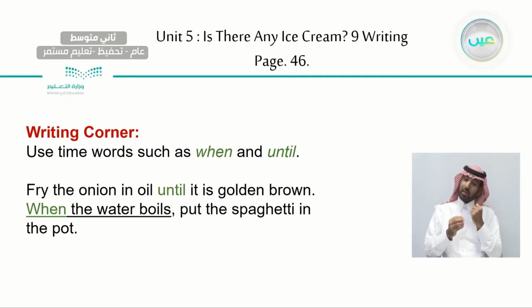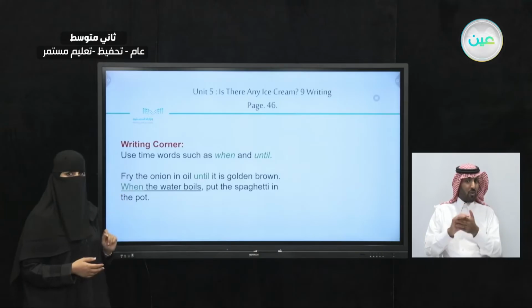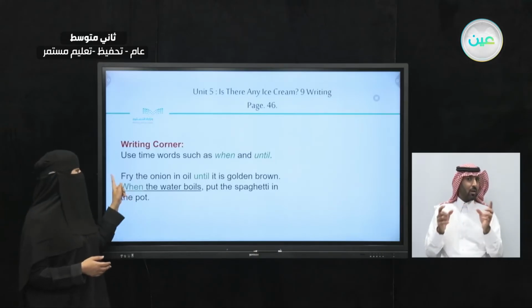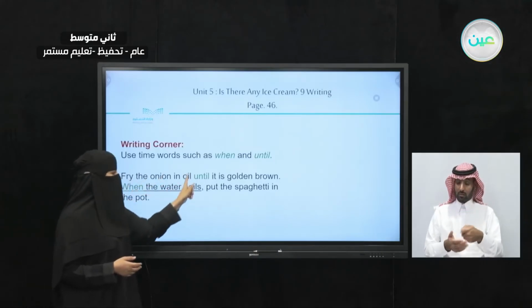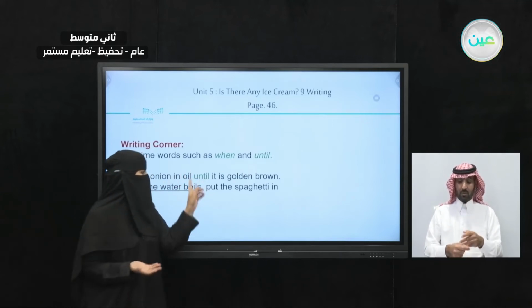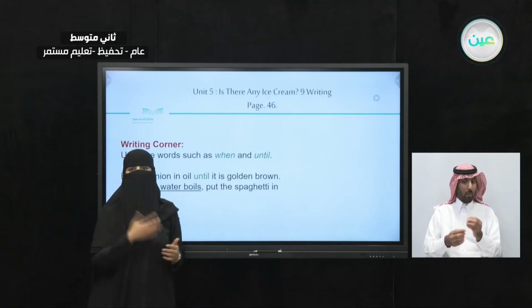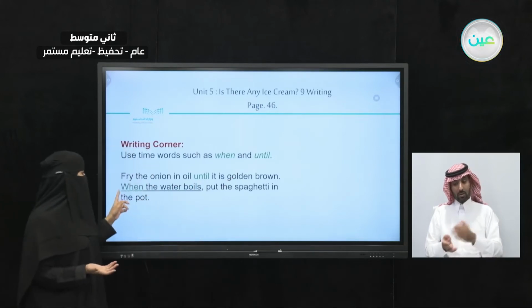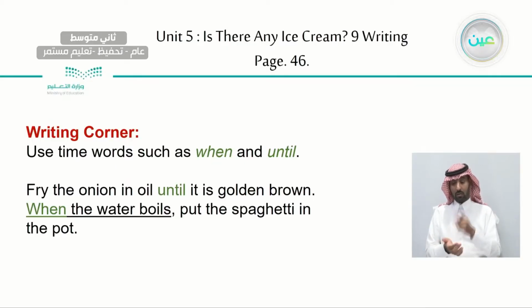So, here we don't have first or next or anything at the beginning of the sentence. Fry the onion in oil until. Now you can go to the next step. Until it's golden brown. Now I can go to the next step. What is the next step? You can complete your recipe, and then you can do the next step.